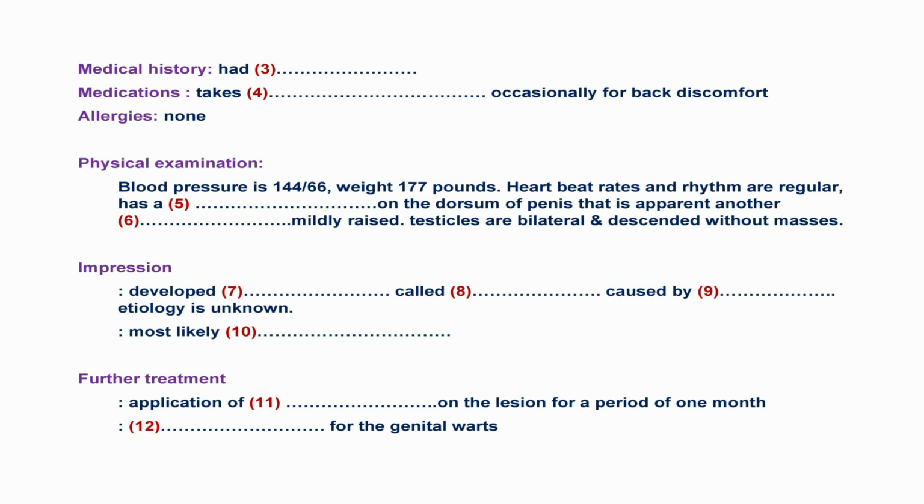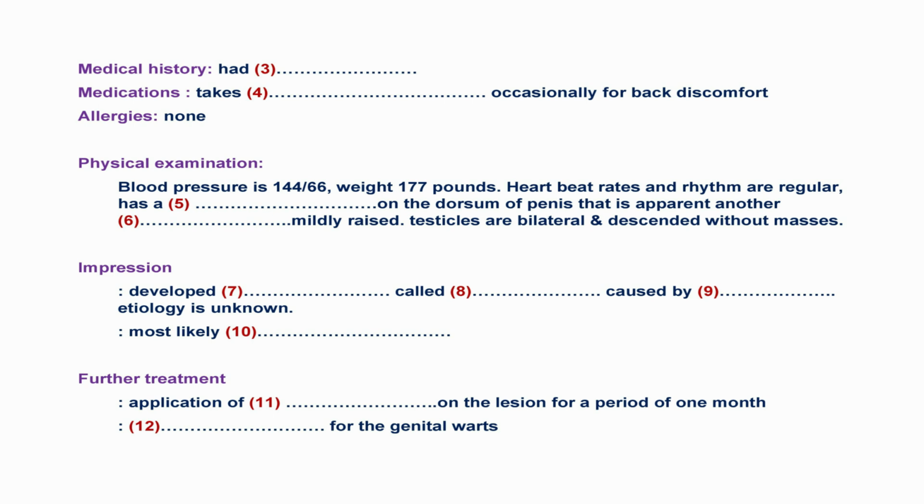are regular. You have a pedunculated lesion on the dorsum of your penis that is apparent. There is also another brown lesion mildly raised. Your testicles are bilateral and descended without masses. I think you have developed genital warts called molluscum contagiosum caused by human papillomavirus. The etiology is unknown, but it's most likely sexually transmitted. You have developed a viral infection that could have had a long incubation period. I suggest that from now on you have protected sexual intercourse to control the further transmission of the disease.